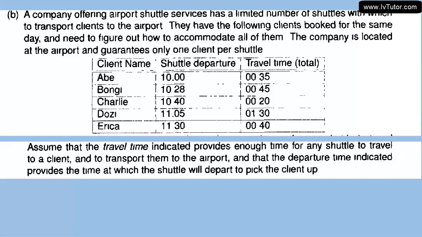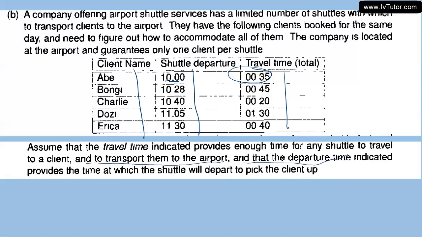Okay, fair and fine. So this is the client list, the shuttle departure time and the travel time for the round trip. Assume that the travel time indicated provides enough time for any shuttle to travel to a client and transport them to the airport, and that the departure time indicated is when the shuttle will depart to pick the client up. So if the shuttle departs at 10 o'clock, 35 minutes is enough for the shuttle to go to the client's place, collect them, and drop them off at the airport.